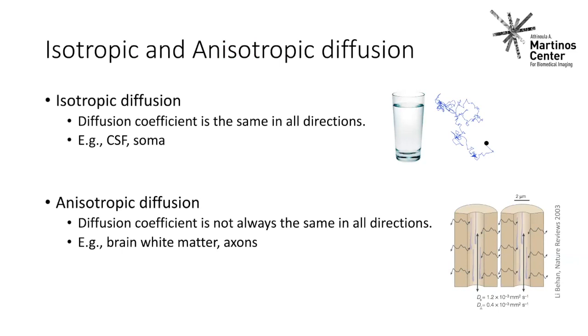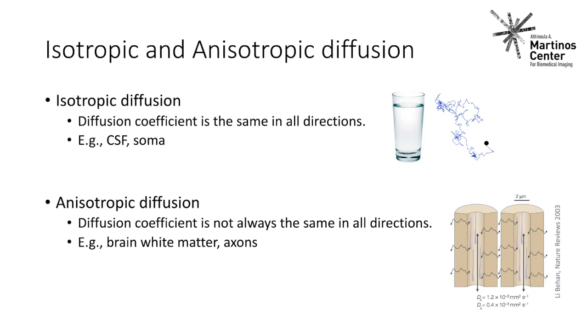And there's another way to categorize diffusion, which is isotropic diffusion and anisotropic diffusion. So isotropic diffusion means that the diffusion coefficient is the same in all directions. An example is CSF, which is free diffusion, or the diffusion inside a cell of spherical shape, like a soma, the cell body.